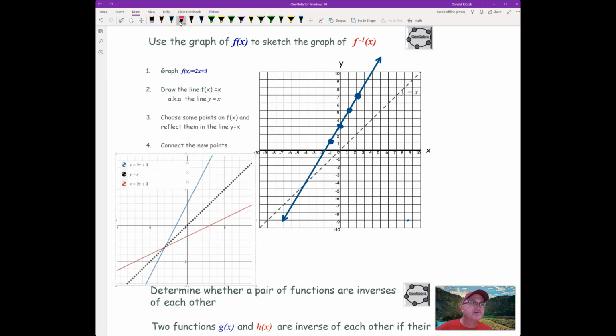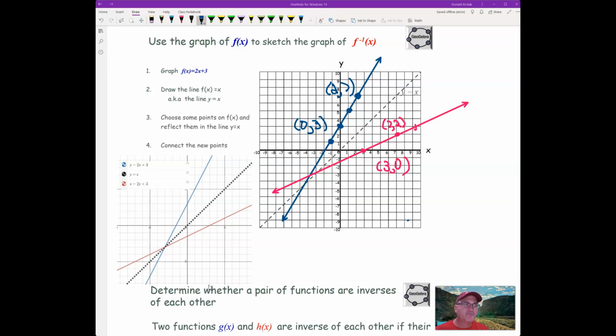If I'm going to graph this by hand, then all I do is take 2 points on here and switch them and connect the dots. So for example, here I got, let's see, (2, 7). So I'm going to plot the point (7, 2). Okay, I have the point on the original that is (0, 3). So on my new graph, my inverse, I'm going to plot the point (3, 0), and then I'm going to join those two with a line.